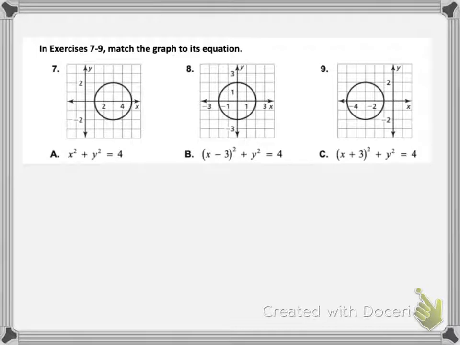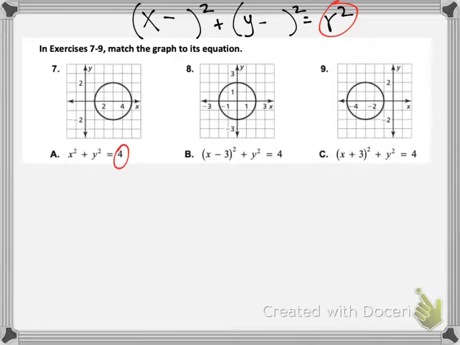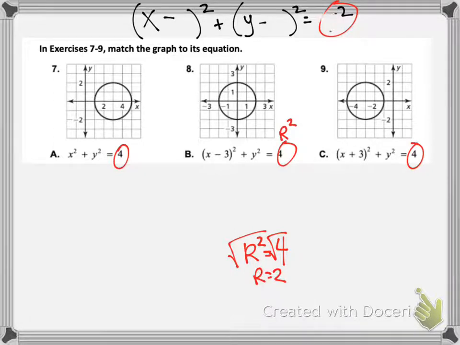So match the graph to its equation. So it's the same concept we've been talking about. You're going to match the equation of the circle to the picture of the circle. So something to notice about all of them is that they all have the same radius. The radius is not 4. The radius squared is 4, right? Because that's where the radius squared sits. So the radius is actually 2. And when they plugged the 2 in to the formula, 2 squared is 4. So they all have the same radius.